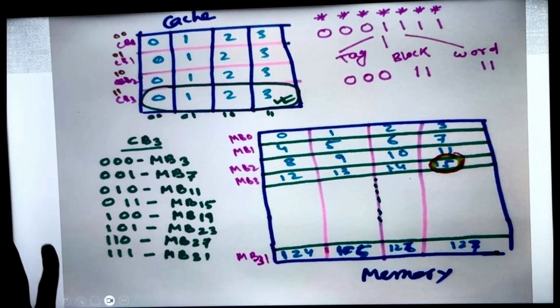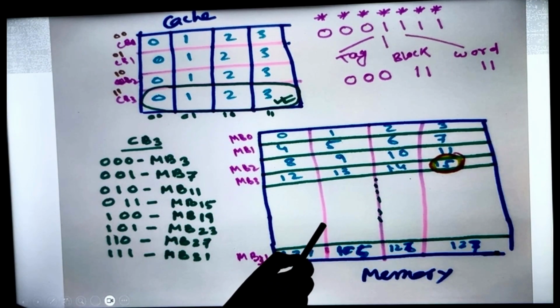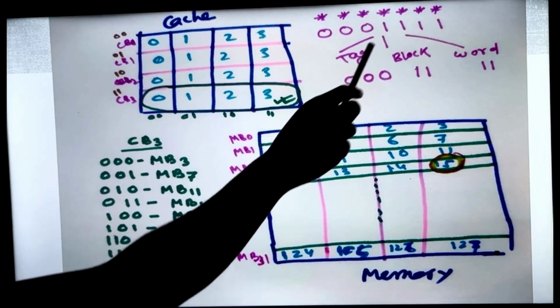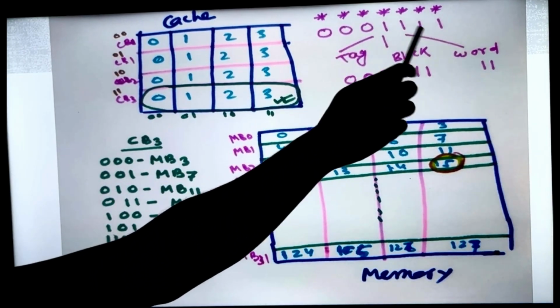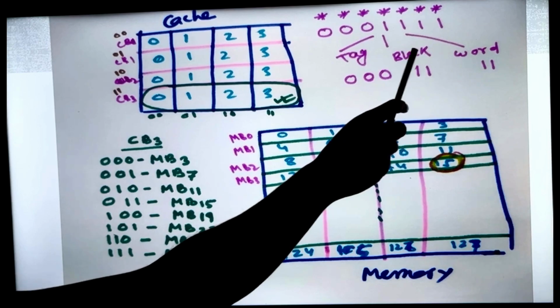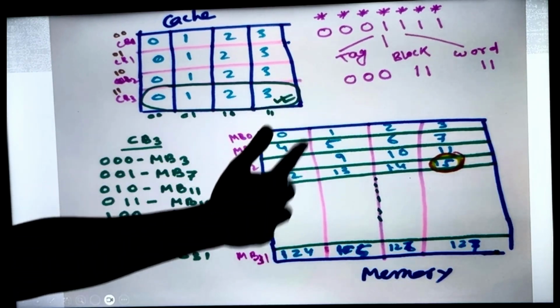Now the cache will divide this address into 3 parts. This is about direct mapping. In direct mapping, whenever you are sending any address to cache, it will divide it into 3 parts. The rightmost part is word, next block, next tag. Now what is word, what is block, what is tag? Let me explain.